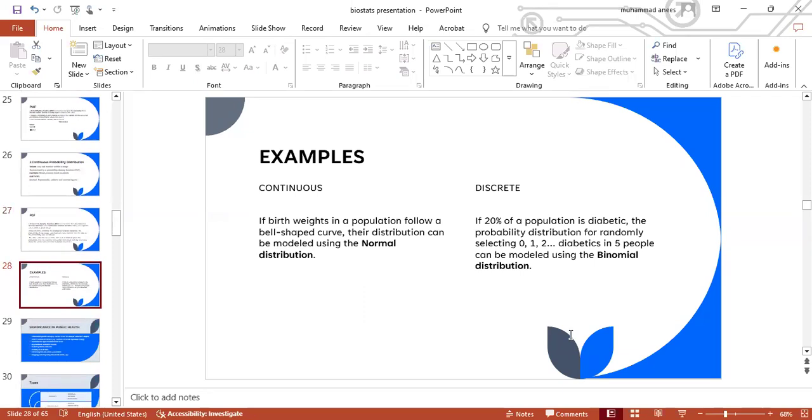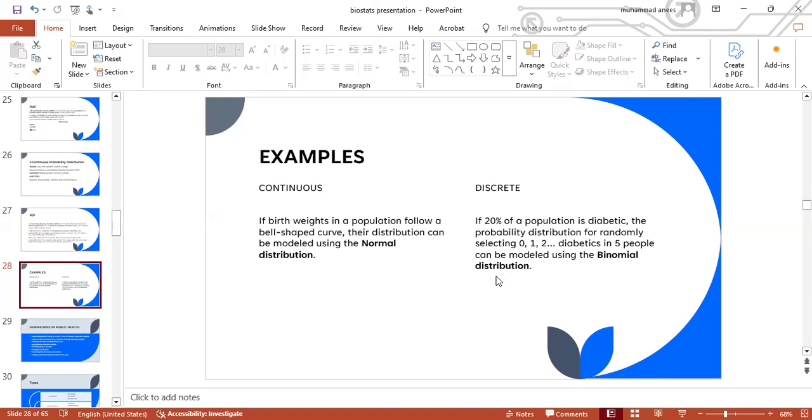Now, the examples for continuous data, like birth weights in a population, follow a continuous variable distribution. Here, the subtype of the distribution shown is the normal distribution. In the case of discrete variable data, like 20% of a population being diabetic, the probability distribution for randomly selecting 0, 1, 2 diabetics in a 5 people sample can be modeled using a discrete variable distribution model, which is the binomial distribution here.